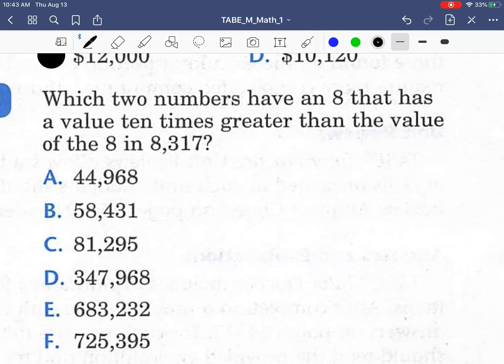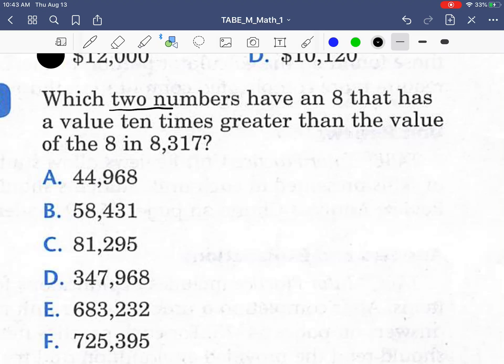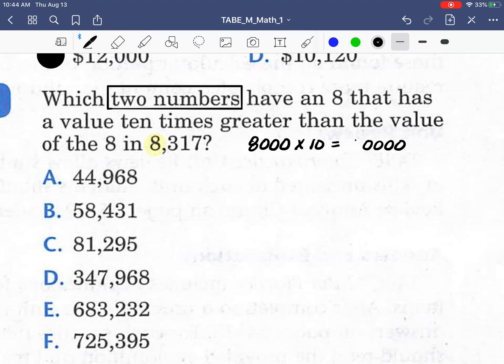Number 8. Which 2 numbers have an 8 that has a value 10 times greater than the value of the 8 in this number? So this is an 8 in the thousands place, and they want us to build that up 10 times. Count your zeros. There are 4 of them. 8 times 1 is 8. So I am looking for an 8 in the 10 thousands place.